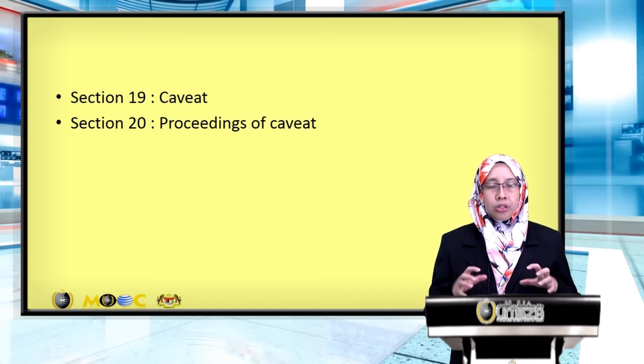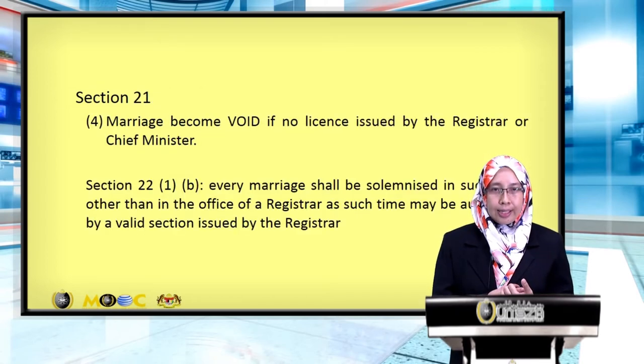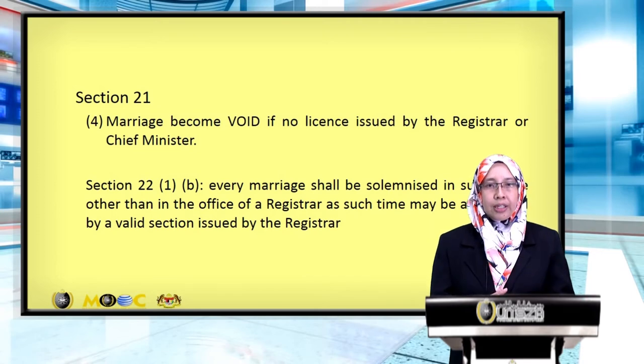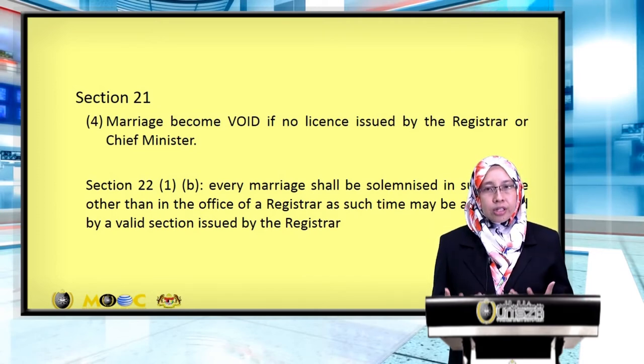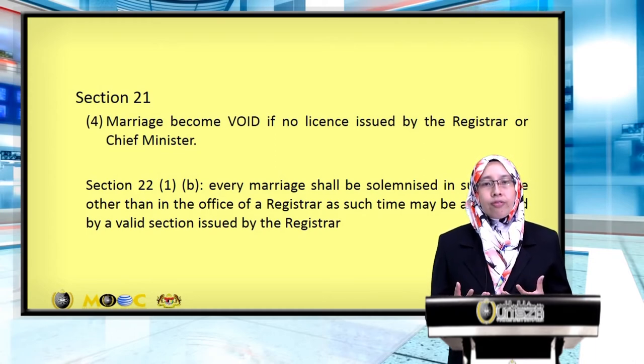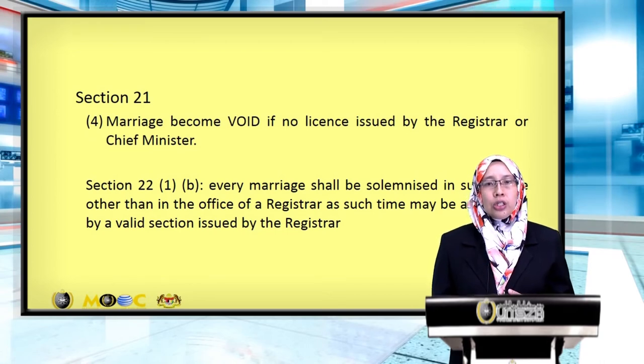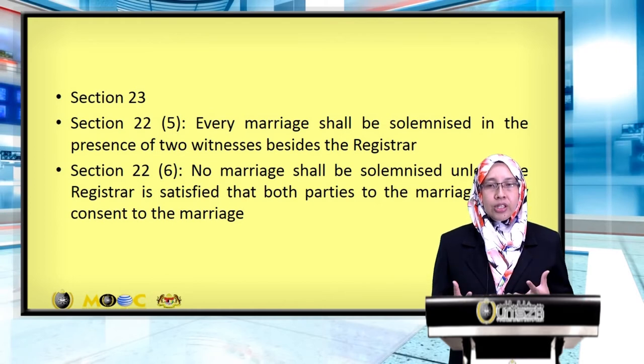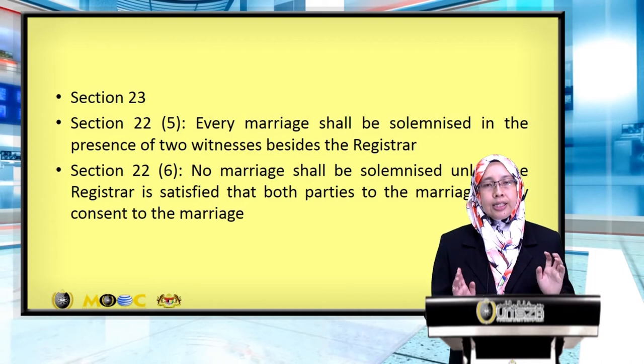And this marriage can be solemnized in a place other than the office of the registrar, at such time as may be authorized by a valid section issued by the registrar. And the solemnization of marriage will be the same as what has been discussed in section 23 for marriage by way of certificate, and it also needs to be attested by two witnesses and signed by the registrar. Okay, that is number two.